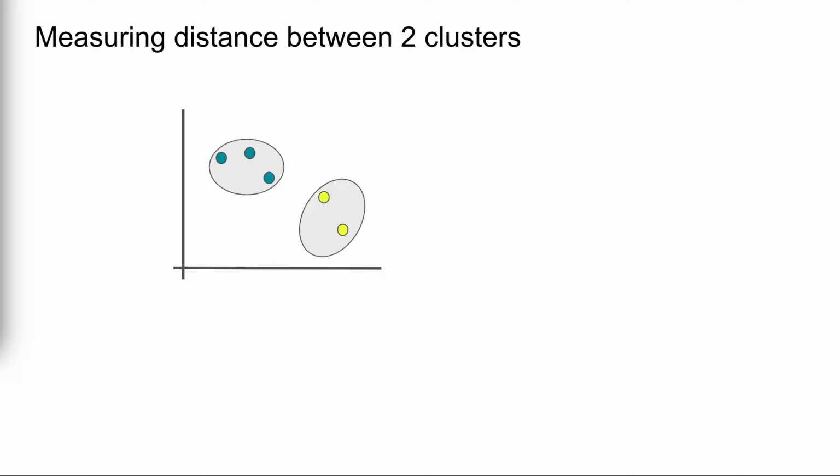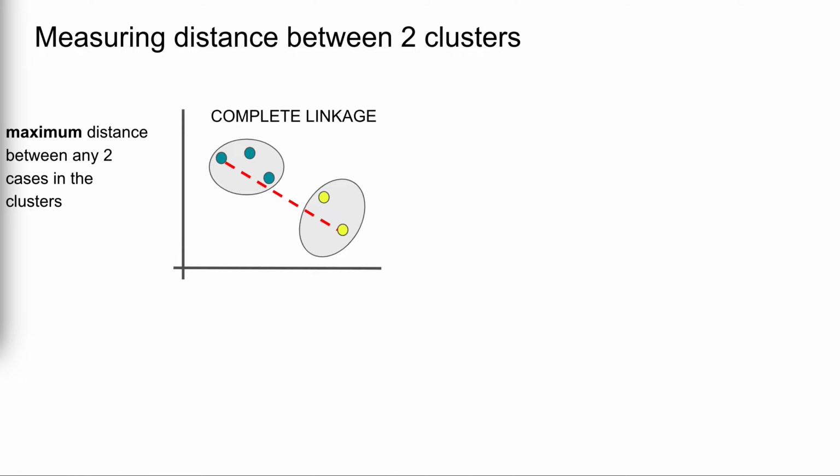Consider 2 generic clusters, one containing 3 cases and the other containing 2. Pause to think about how you might calculate the distance between cluster 1 and cluster 2. It turns out that there are 4 common strategies. First, complete linkage defines the distance between 2 clusters to be the maximum distance between any case in cluster 1 and any case in cluster 2. Here, that maximum distance is represented by the red dashed line.